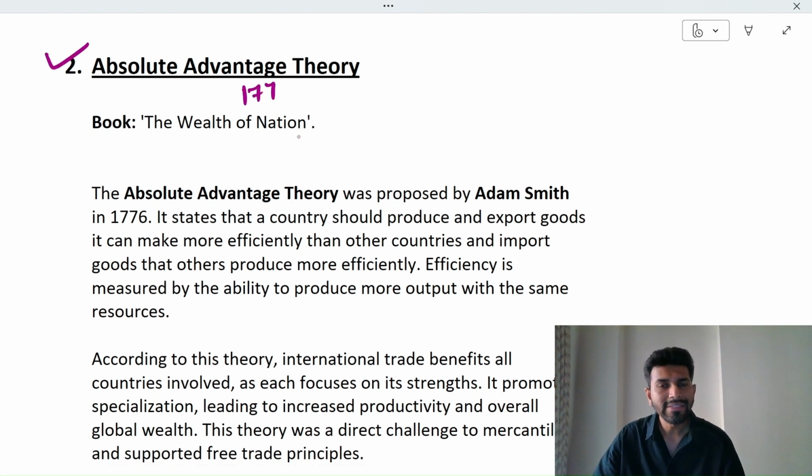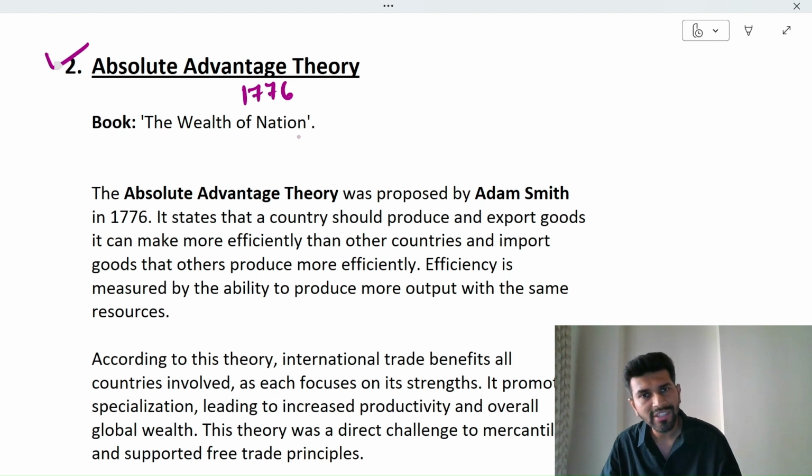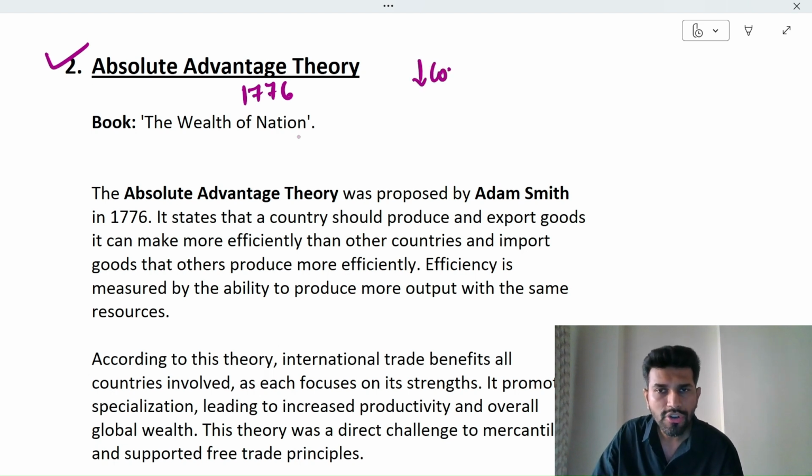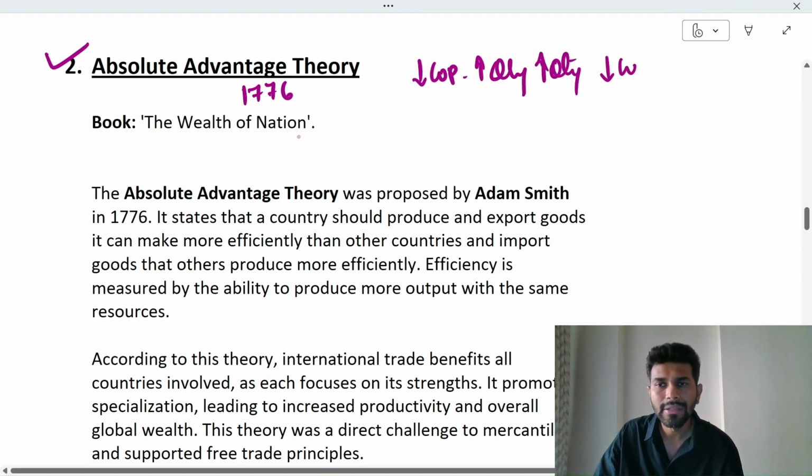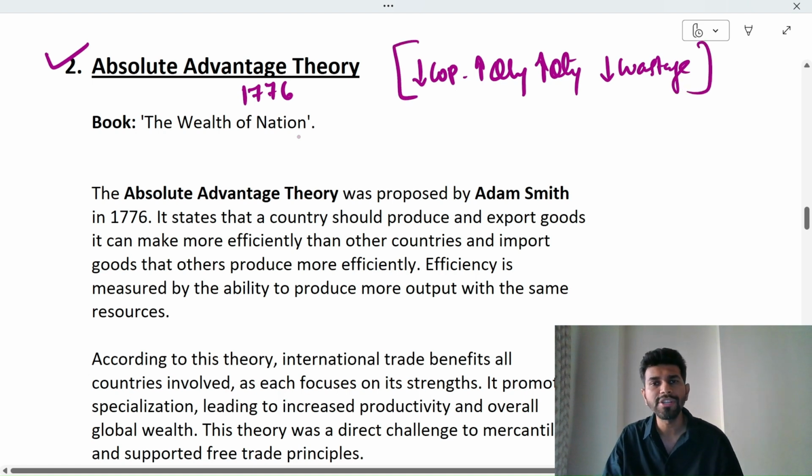In the year 1776, he wrote a book, The Wealth of Nations. According to this theory, both countries can benefit if each produces and exports the goods in which it is efficient. Efficient means less cost of production and more quality and more quantity of goods. It means there is less wastage. So this is the meaning of efficiency.